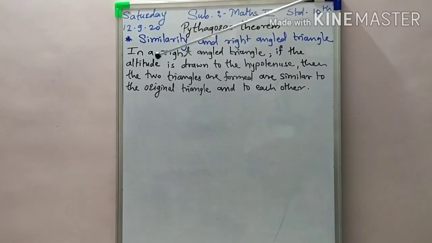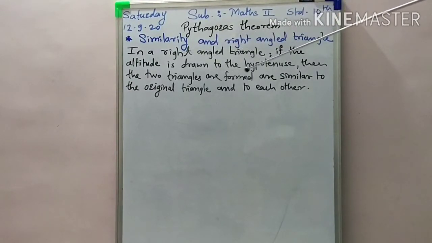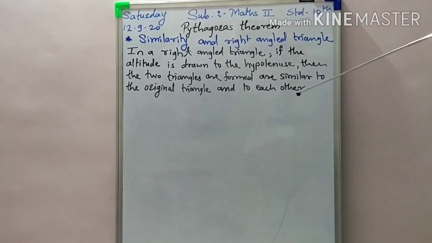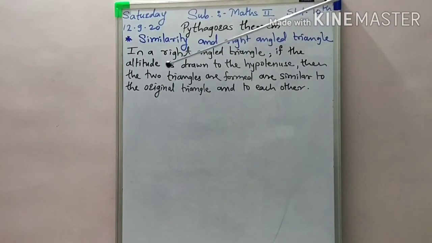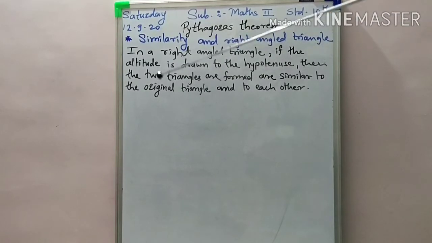The statement is: in a right angle triangle, if the altitude is drawn to the hypotenuse, then the two triangles formed are similar to the original triangle and to each other. What you have to do is draw one right angle triangle and draw one altitude on its hypotenuse. Then that altitude divides the right angle triangle into two triangles, and you have to prove that the two triangles are similar to the original triangle and to each other. So first we draw that figure.